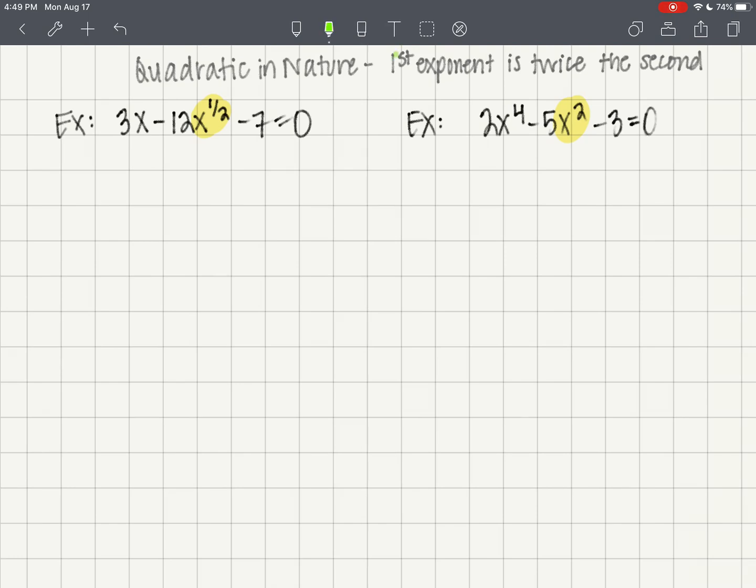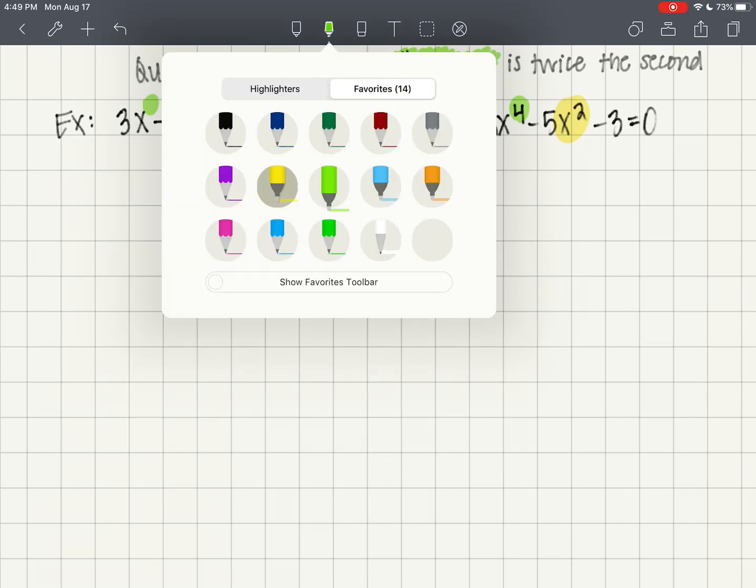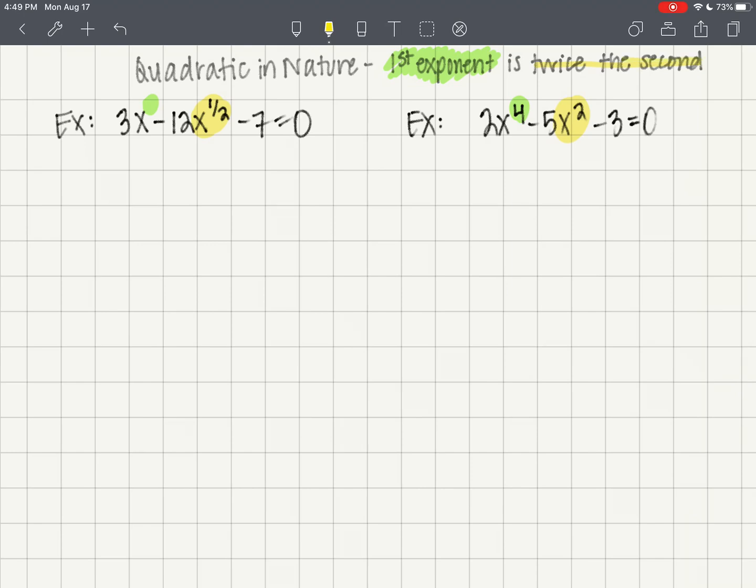So the first exponent would be this one right here, and it's twice the second exponent. That second one is 2, and the second one over there is 1/2.